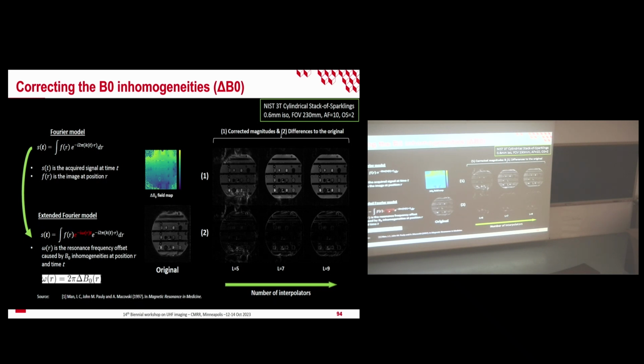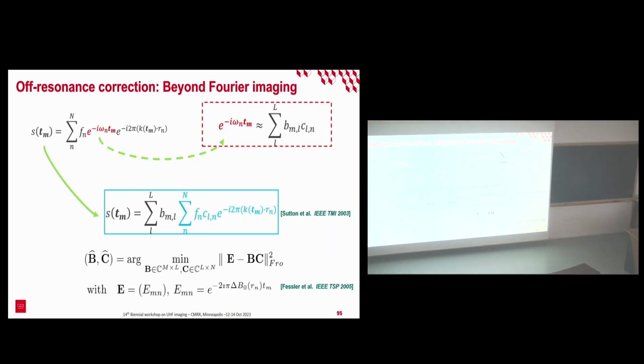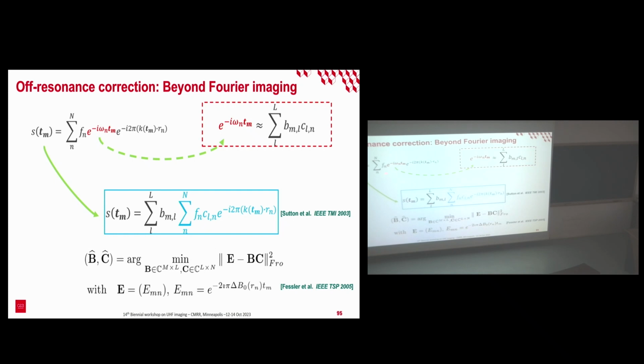Why does this term make the reconstruction problem difficult? It makes the reconstruction problem uneasy because we have these terms. This is a discrete formulation of the previous equation. These terms depend simultaneously on the frequency, which is indexed by the space, okay? Because the Larmor frequency fluctuates as a function of space, and the time evolves in the k-space. So index m is in the k-space, index n is in the image space.